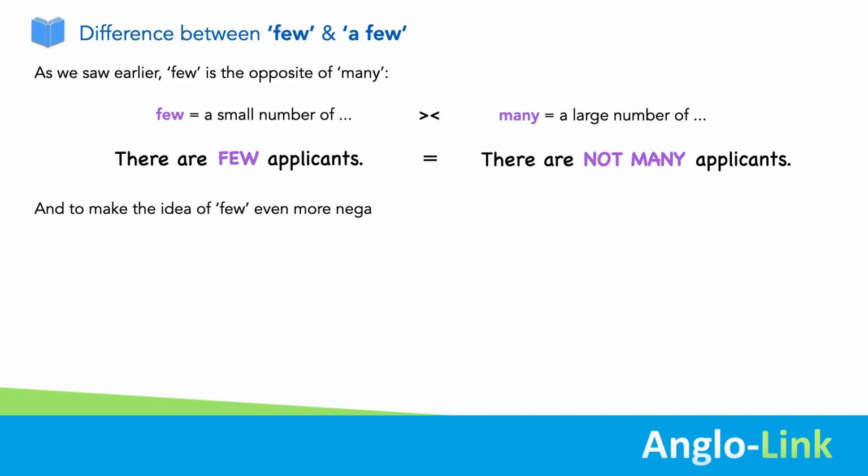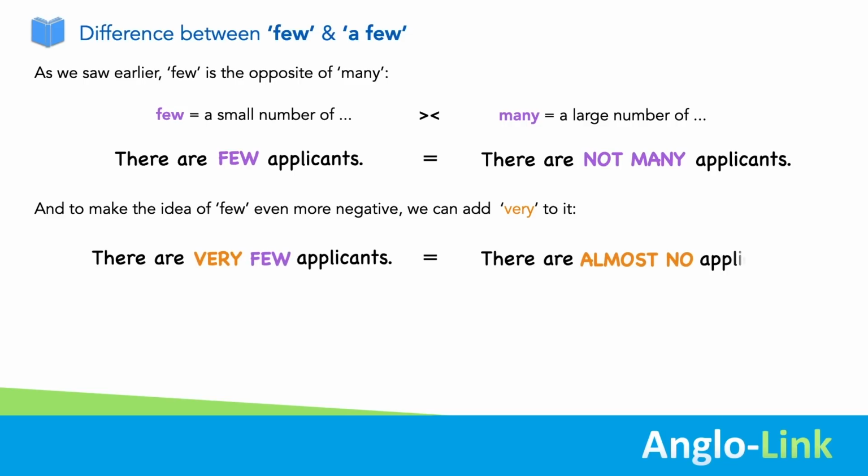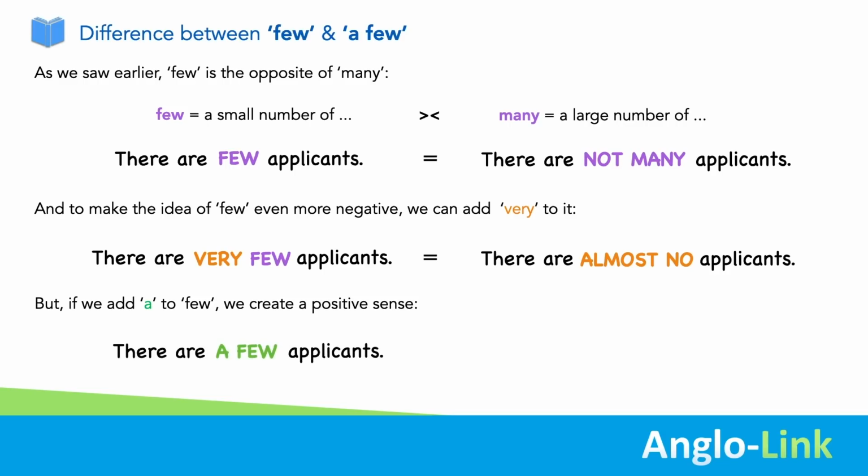And to make the idea of few even more negative, we can add very to it. So if I say "there are very few applicants," I mean there are almost no applicants. So very few means almost none. But if we add a to few, we create a positive sense. So if I say "there are a few applicants," I mean there are some applicants. So a few means some. Again, you can see that few and a few almost have the opposite ideas.